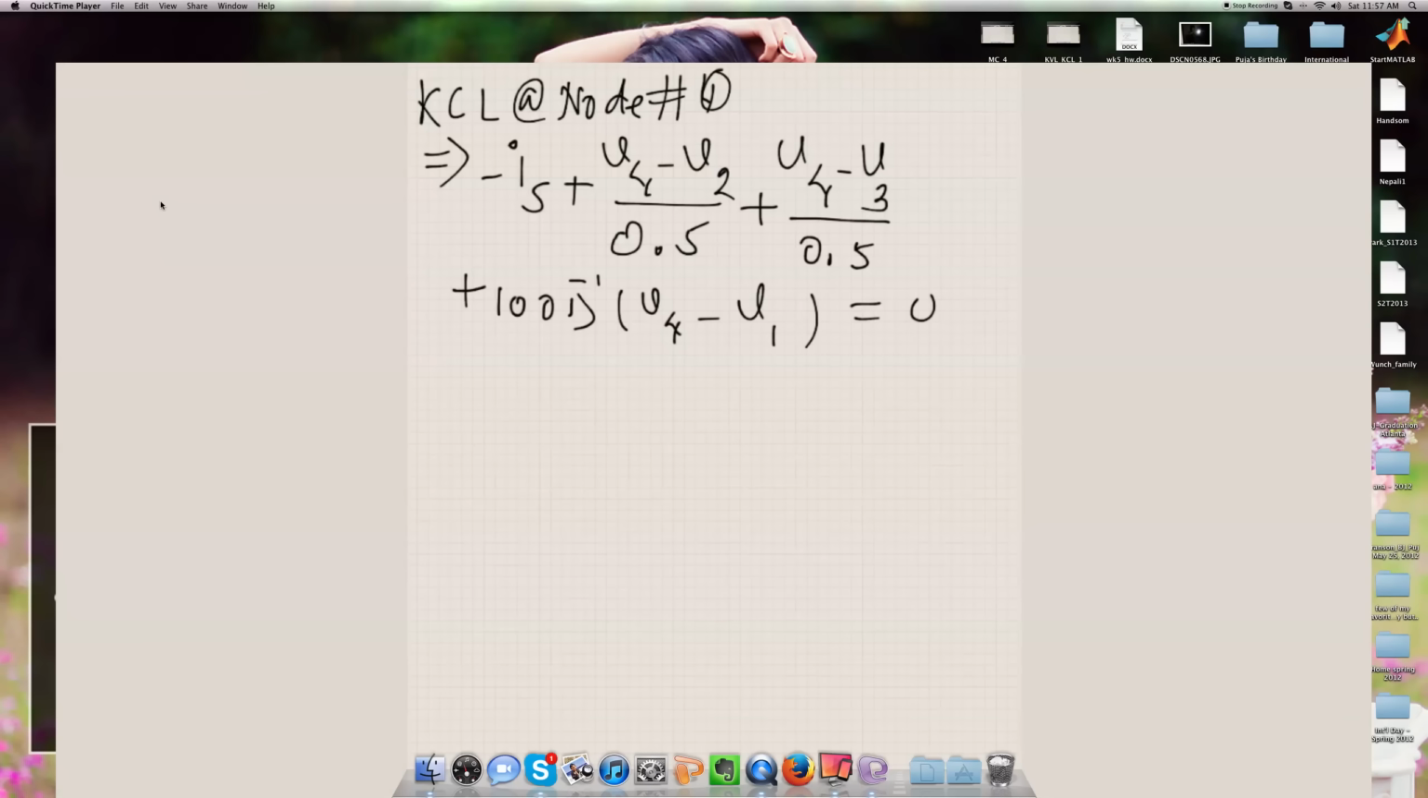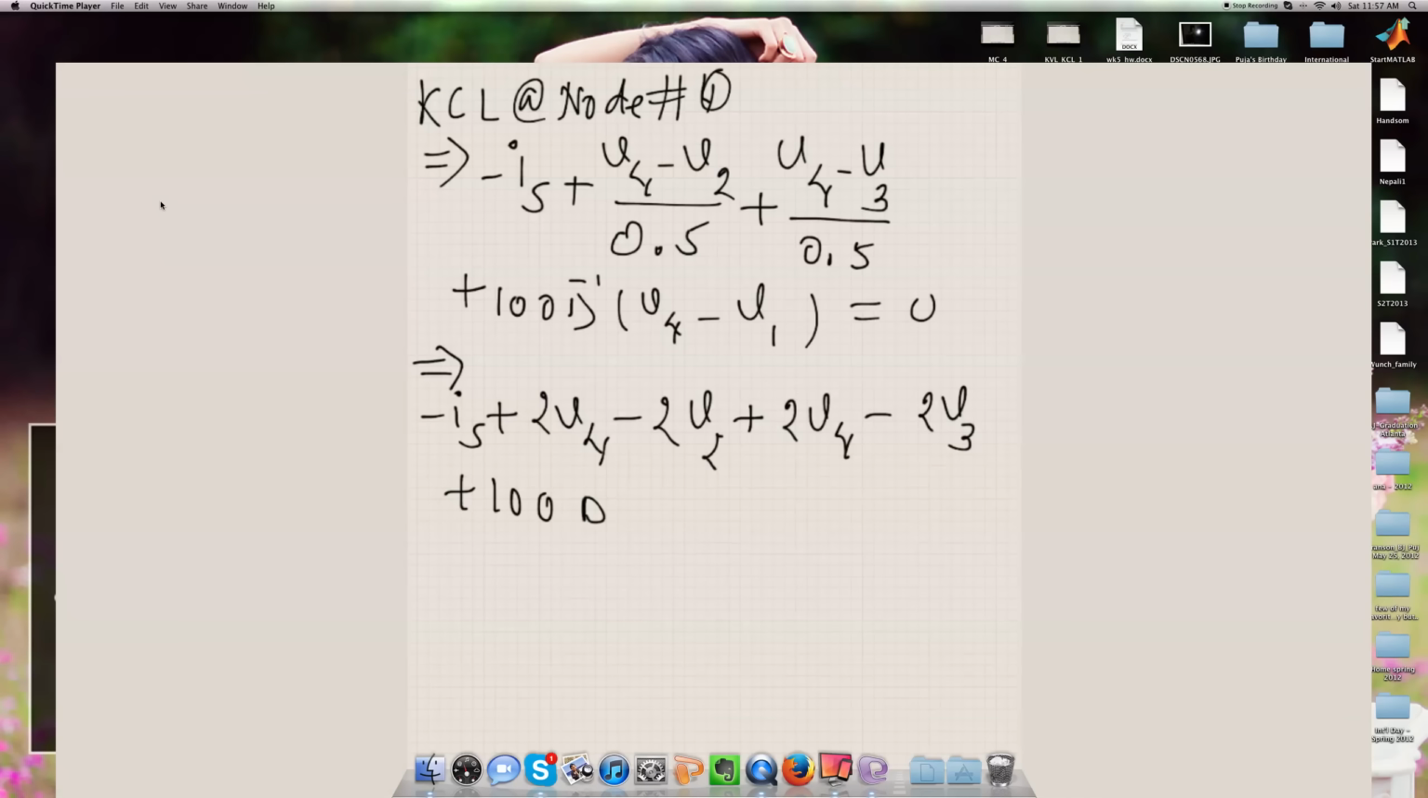Once again, we have to simplify this expression carefully. So what we have is minus Is plus 2V4. The 2 is coming from 1 over 0.5, of course. Minus 2V2 plus 2V4 minus 2V3 plus 100 d minus 1 V4 minus 100 d minus 1 V1 equals 0. So this is going to give you the last box, folks.